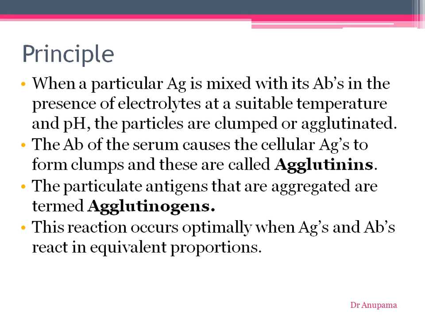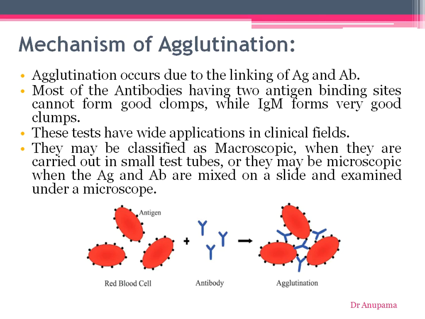The antibodies of the serum which cause the cellular antigens to form these clumps are called agglutinins, and the particulate antigens that are getting aggregated during these reactions are called agglutinogens. This reaction occurs optimally when antigens and antibodies react in equivalent proportions.